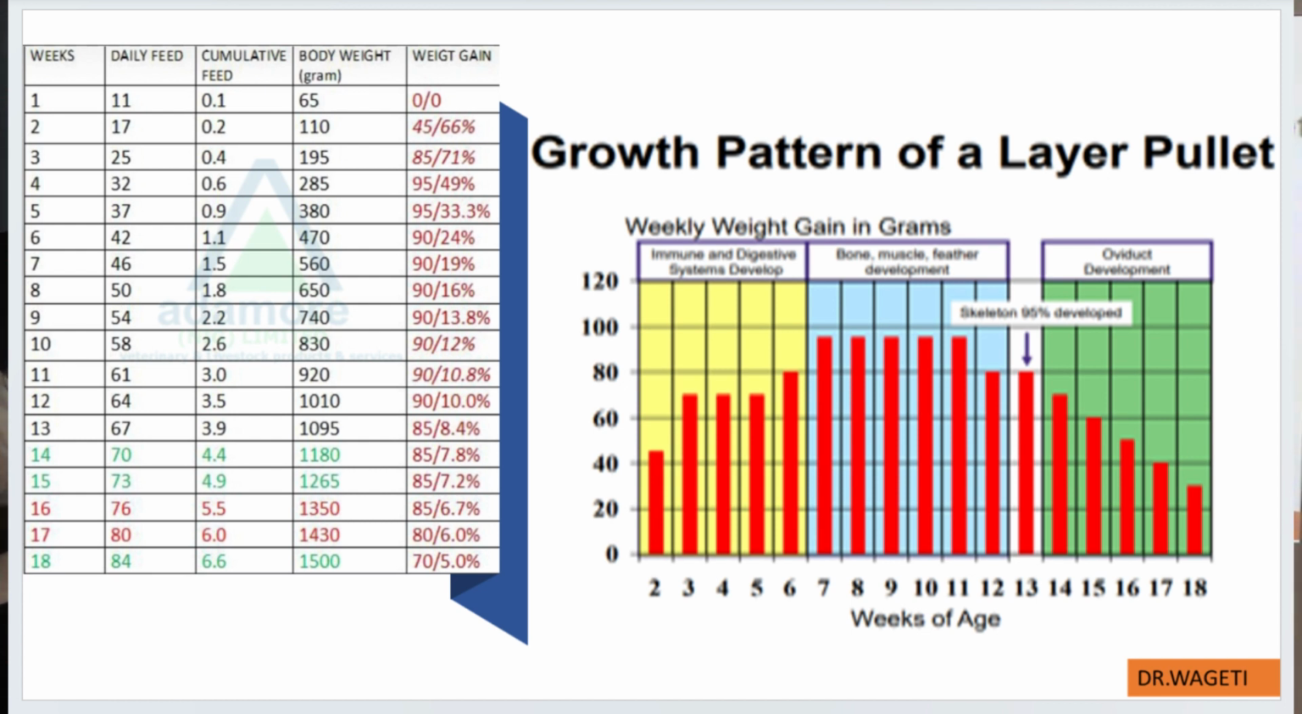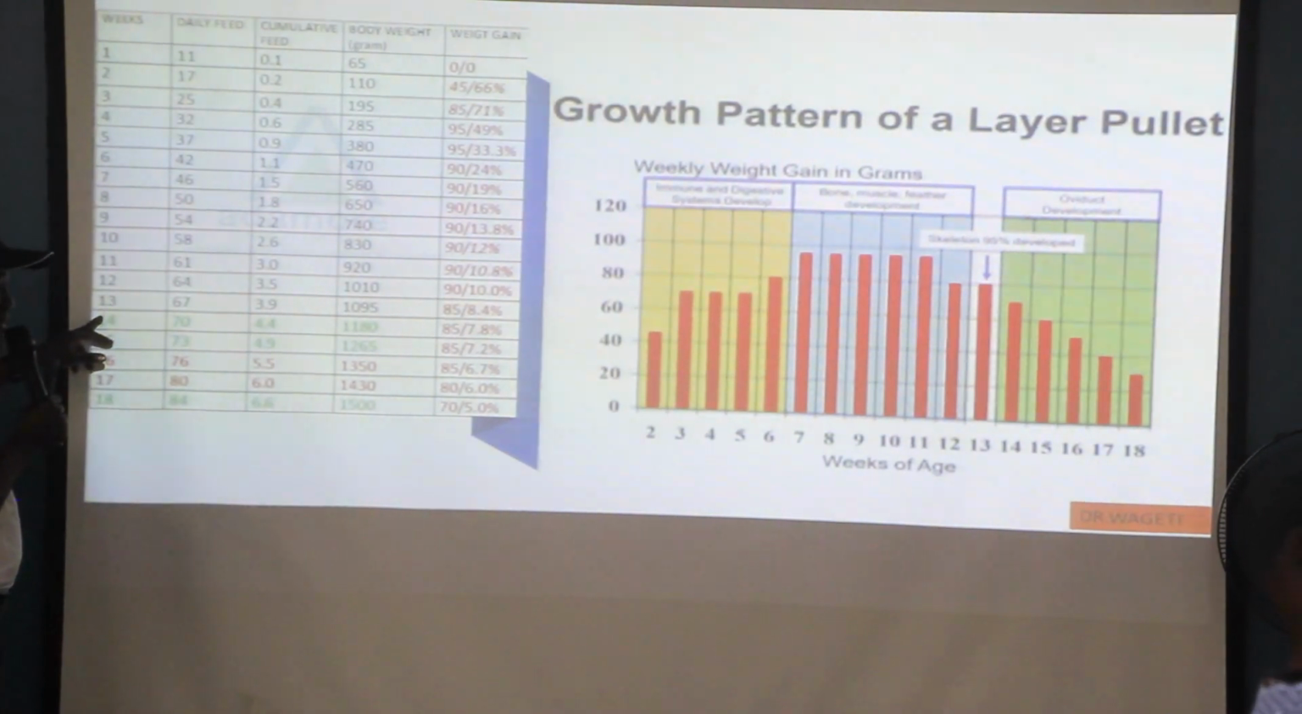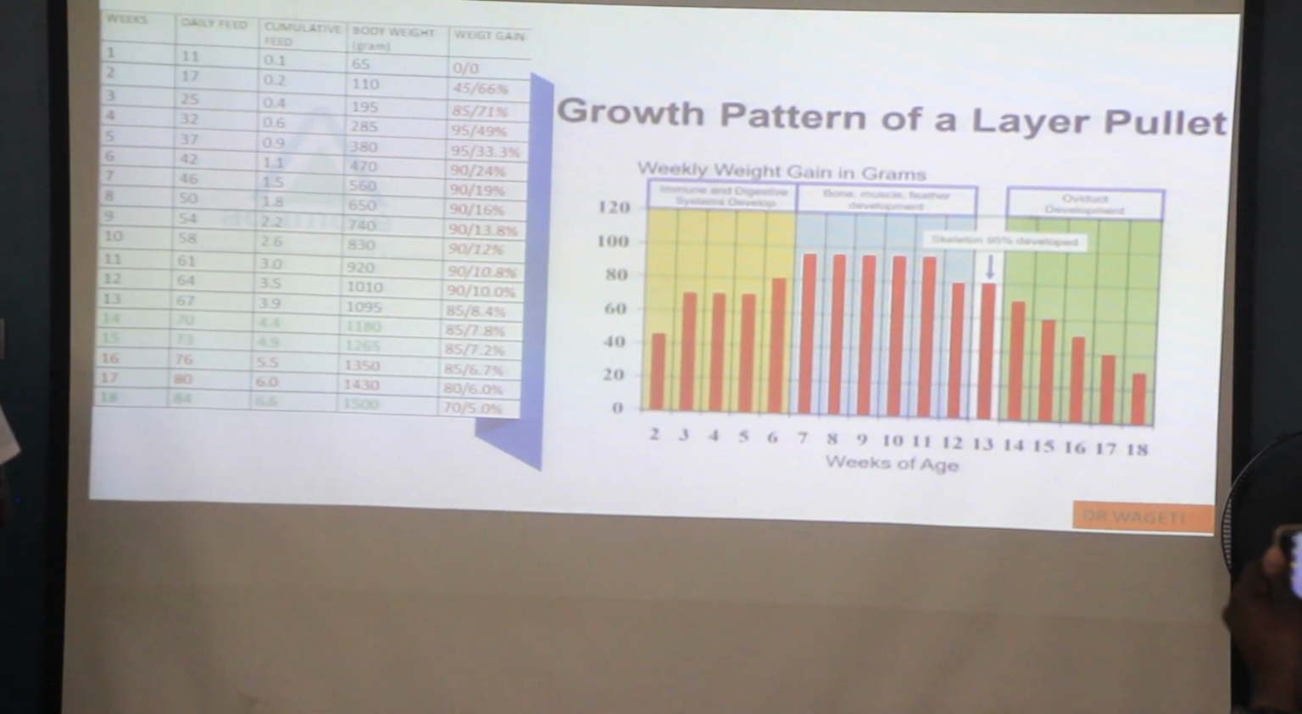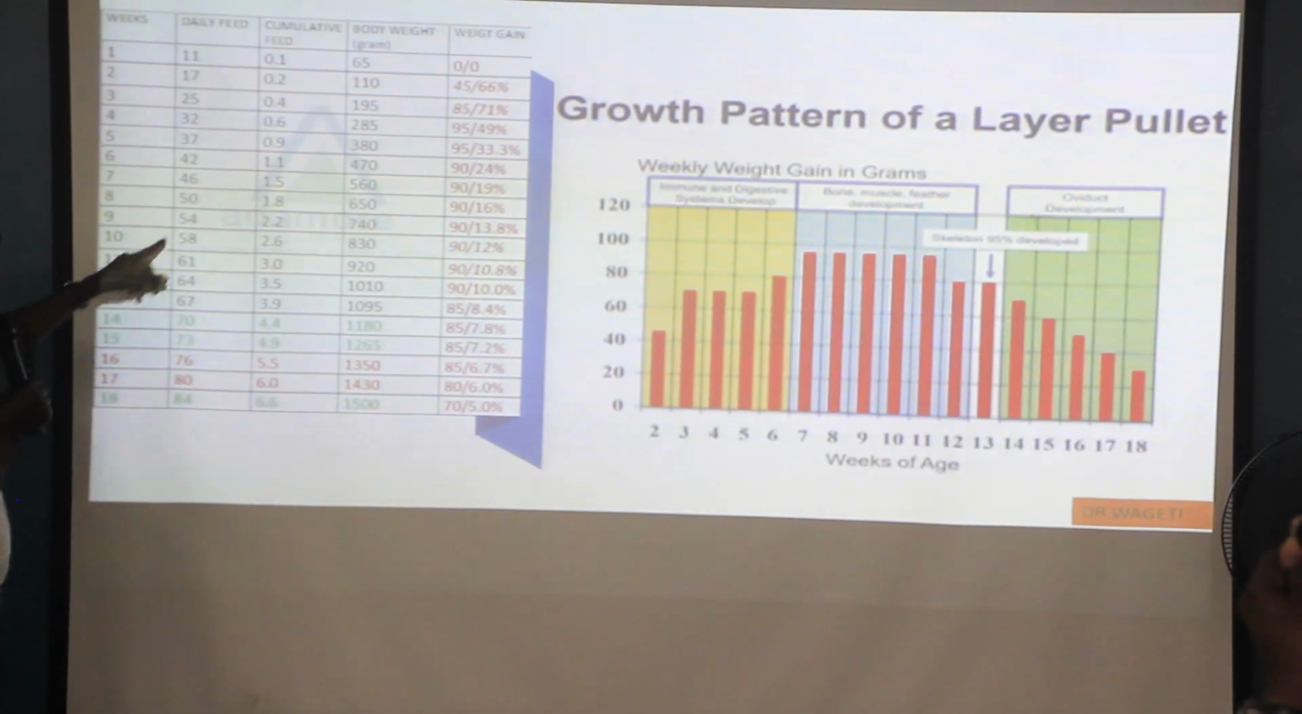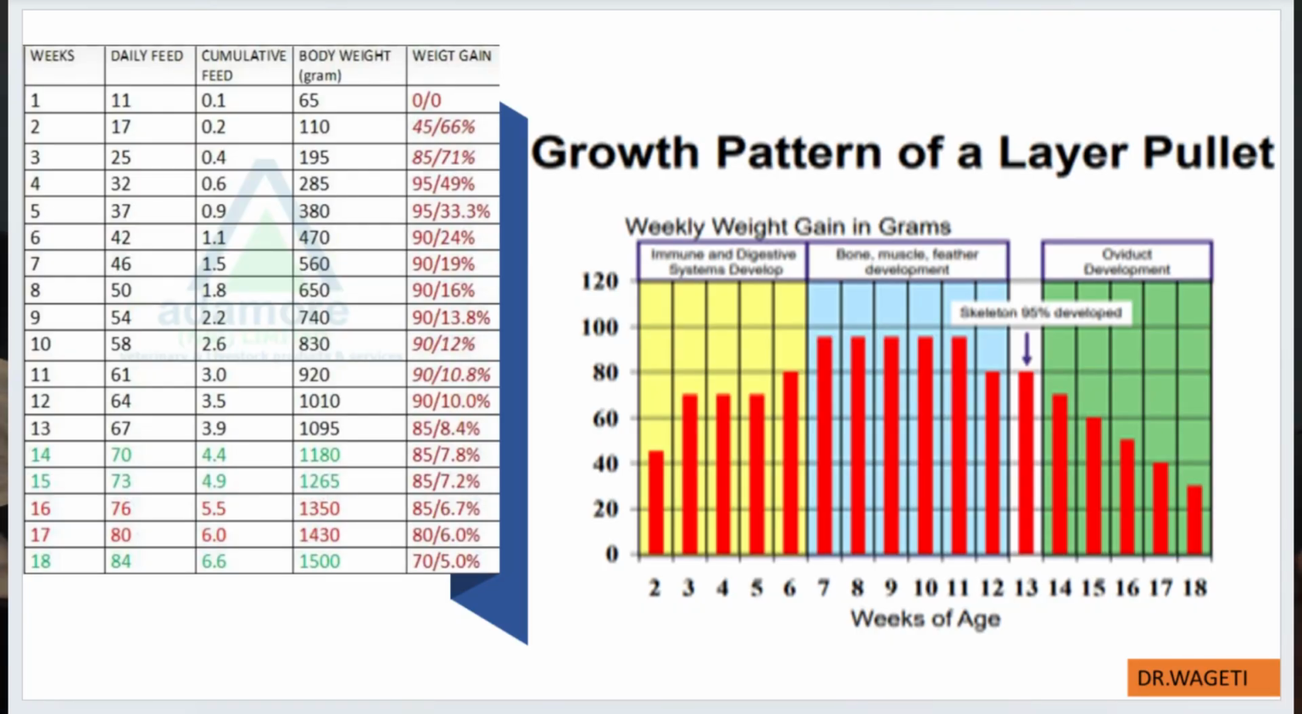Look at this. Does it show light? Okay, look at these stages. These are Isa Brown. This is Isa Brown, and these are the weeks. This is the daily feed intake. This is the cumulative feed intake. This is the body weight, and this is the weight gain.